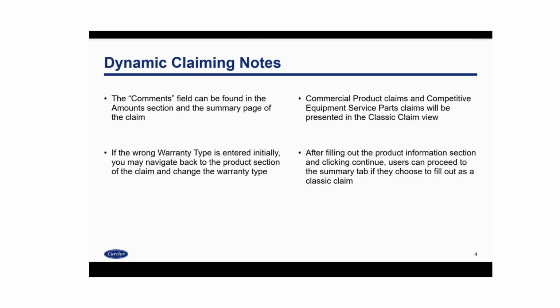Dynamic claiming notes. The comments field can be found in the amount section in the summary page of the claim. If the wrong warranty type is entered initially, you may navigate back to the product section of the claim and change the warranty type. Commercial product claims and competitive equipment service parts claims will be presented in the classic claim view. After filling out the product information section and clicking continue, users can proceed to the summary tab if they choose to fill out as a classic claim.